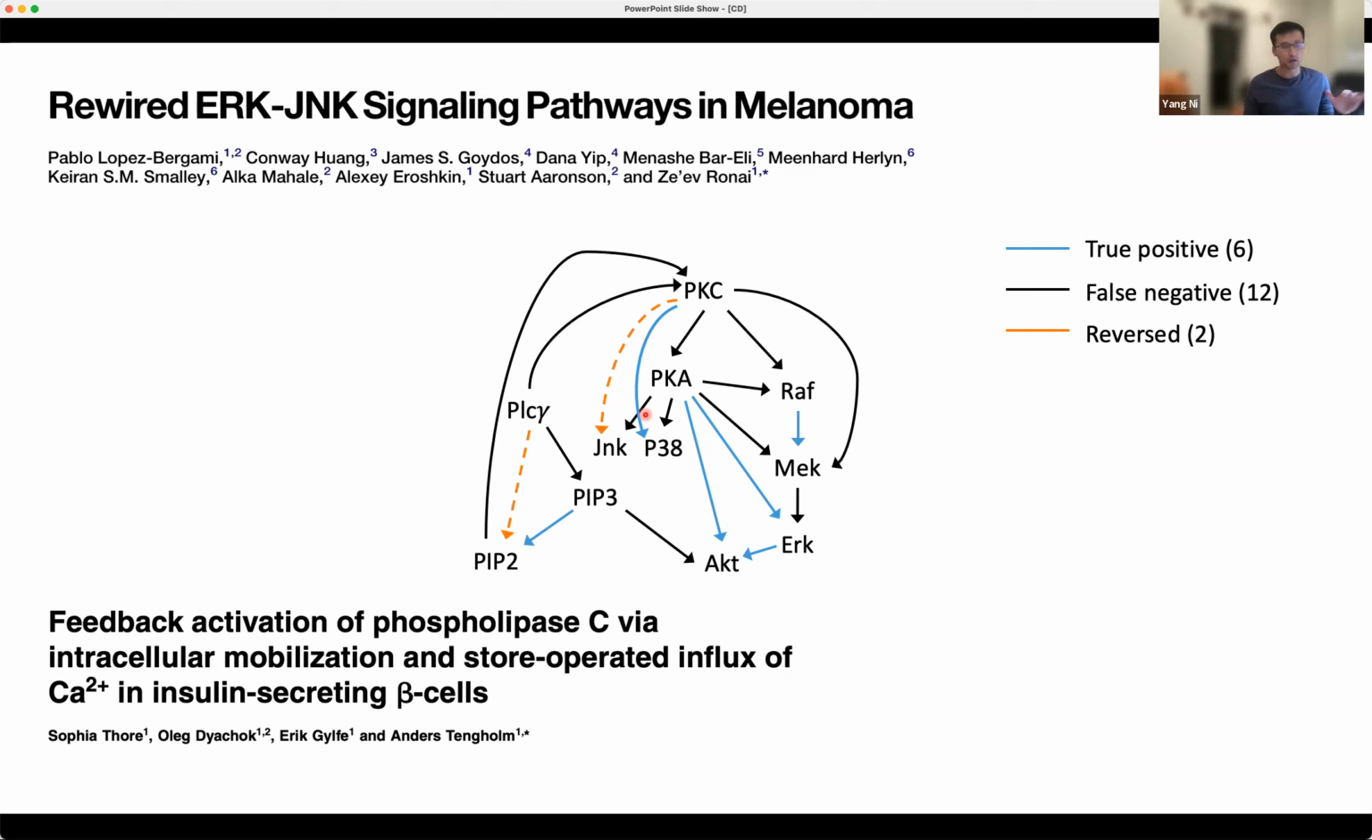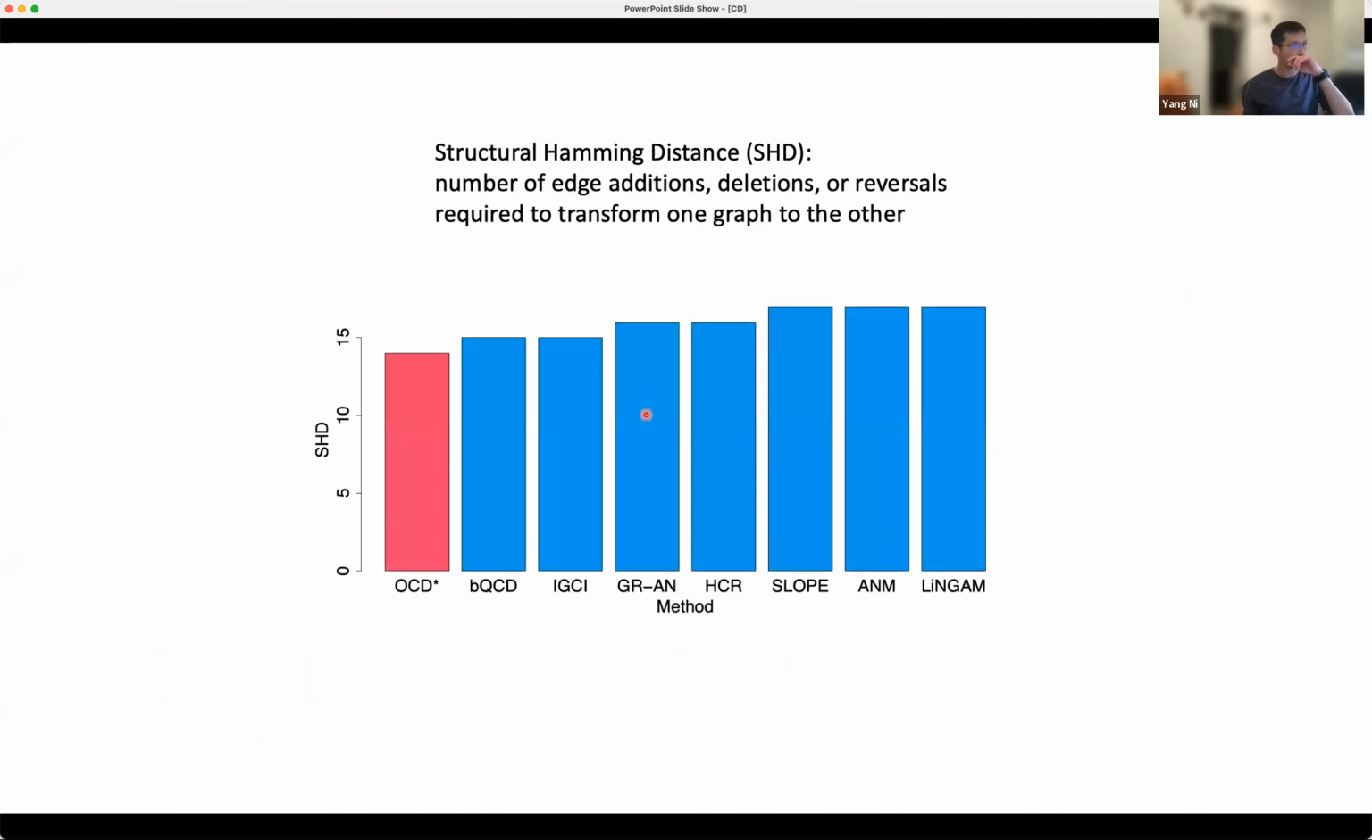Anyway, that's one data set we look at, and we apply 14 or 15 different state-of-the-art algorithms on the same data set, and then we look at the errors, or structural Hamming distance. Lower is better. I show the top 8 of them, and in this particular data set, we are the best across all 15 methods.